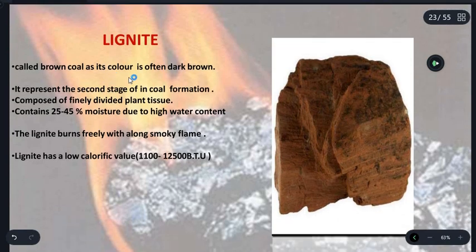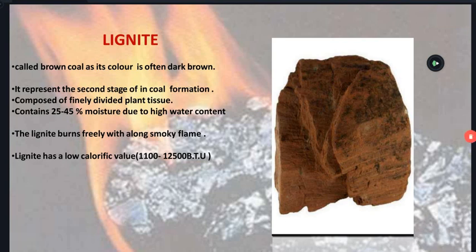Lignite is also called brown coal, as it is often called. If you can see, this one is the brown coal, often dark brown. It represents the second stage of coal formation. Peat gradually converts to lignite. So it contains 25 to 45% moisture due to the high water content. And lignite burns freely with a smoky flame. Peat also gives a smoky flame, lignite also gives a smoky flame. Lignite has a low calorific value, that is 1100 to 12,500 British thermal units.